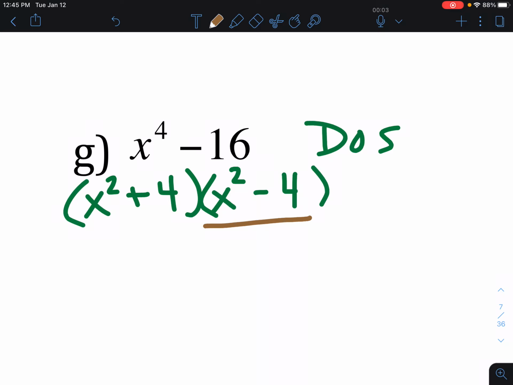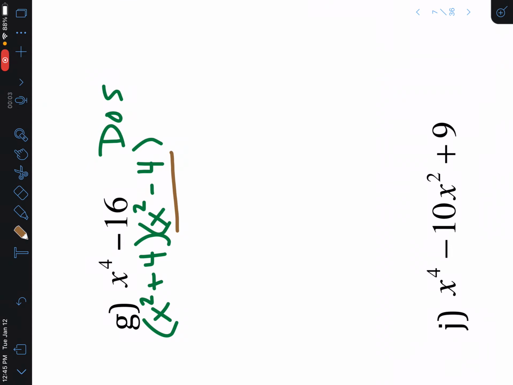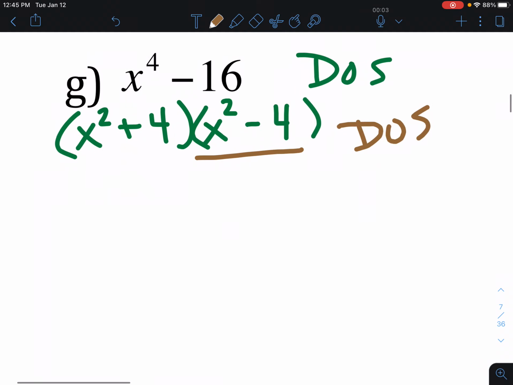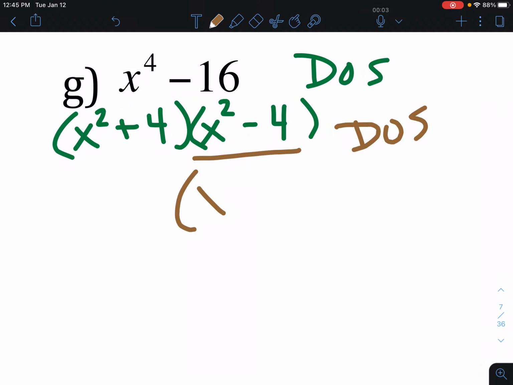Now, we can actually go further if we look carefully here. The first one, x squared plus 4, is not a difference of squares because it doesn't have a minus sign. The second one that I underlined is actually a difference of squares. So I can factor that further, of course, into x plus 2, x minus 2.